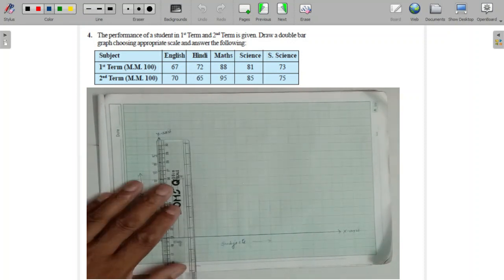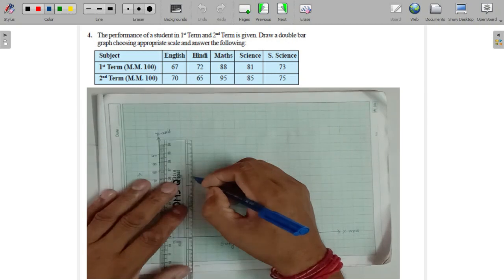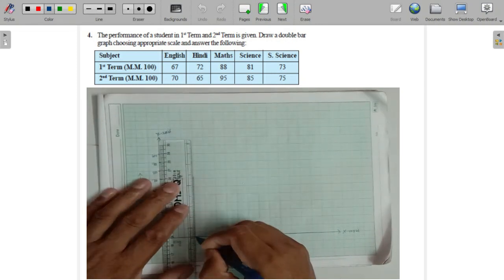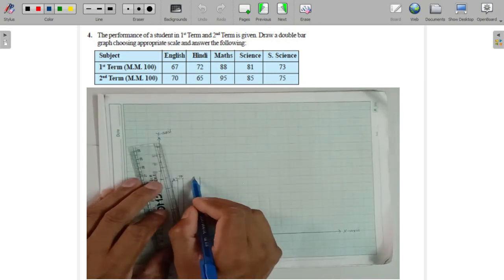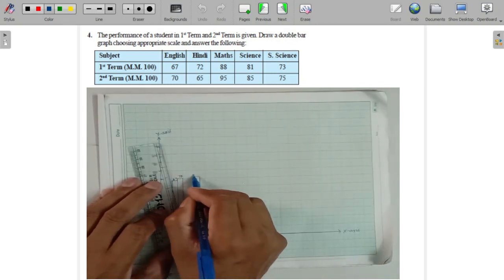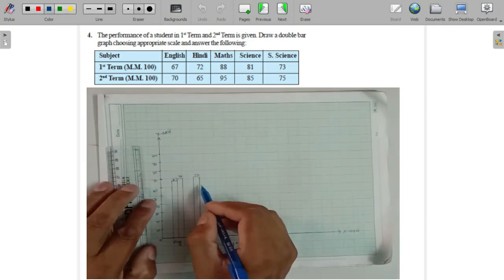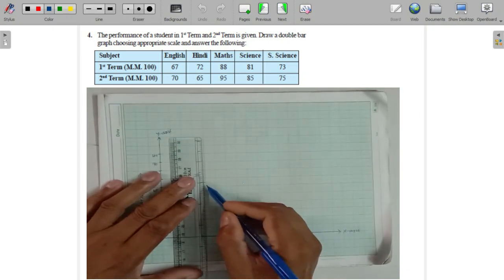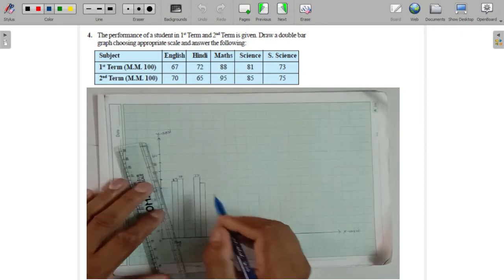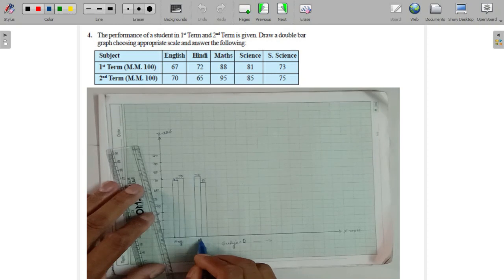Then leave one box. Then second is Hindi. First term marks is 72. After 70, you have to take second line and draw the bar graph. You have to take 5th division. Again, join this. It is 72 in first term. And in second term, it is 65. Where 65 will come? After 60, 5th line. Here, take 5th line and join this. And here write down 65. So this is for Hindi.